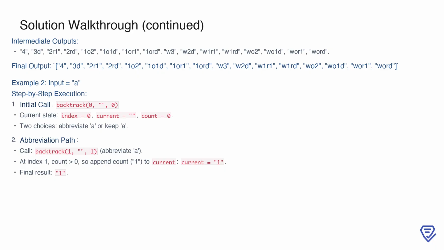Now, consider a simpler example where the input is just a. Here, the initial call to backtrack starts with the same parameters: index 0, an empty current string, and a count of 0.